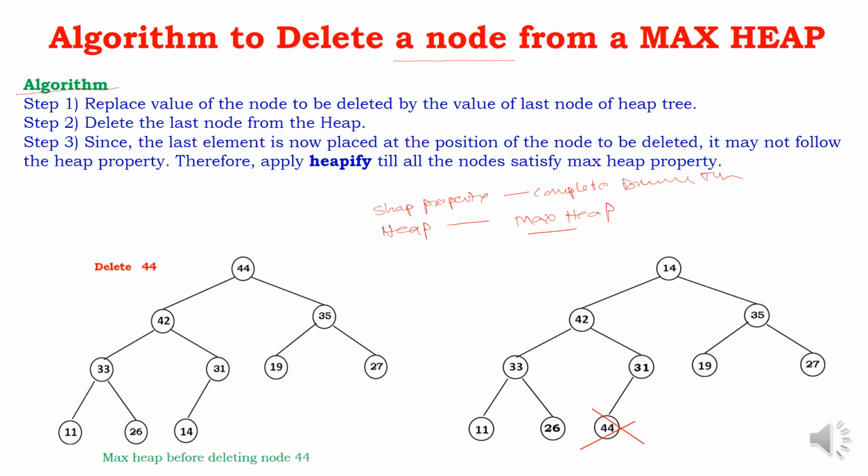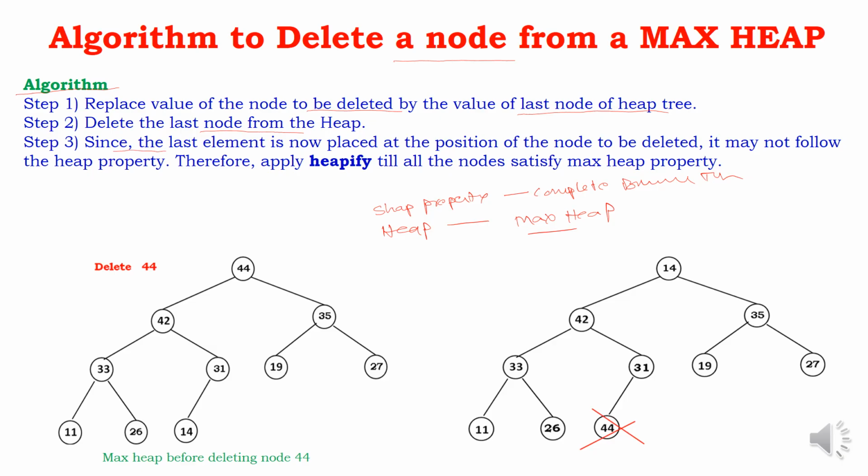So there are a sequence of steps. Step 1, replace the value of the node to be deleted by the value of the last node of the heap tree. Whatever the node to be deleted, replace with the value of the last node. Then delete the last node. Now step 3.